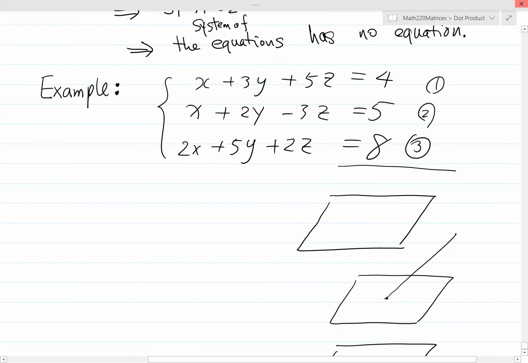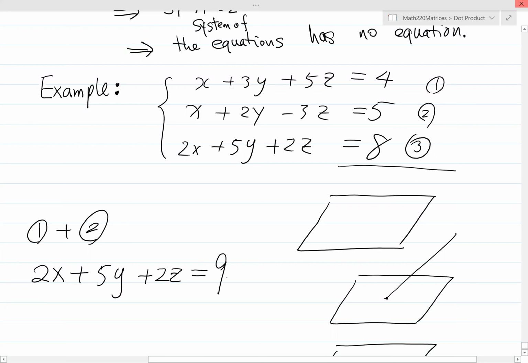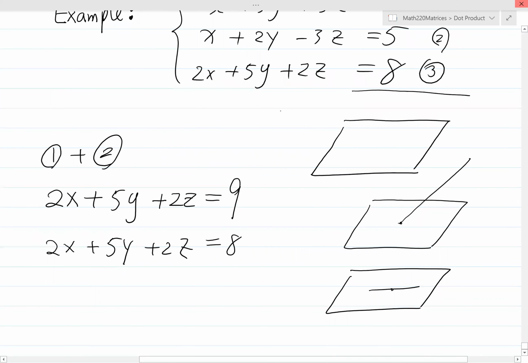Now, if you do equation 1 plus equation 2, what do you get? 2x plus x, we get 3x... 3y plus 2y, we get 5y. 5z plus 3z, we get 2z. Then 5 plus 4, we get 9. Now this is a contradiction with equation 3. So we see these two planes are parallel. So there's no solution. The contradiction tells us there's no solution.